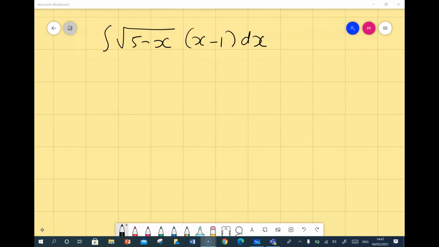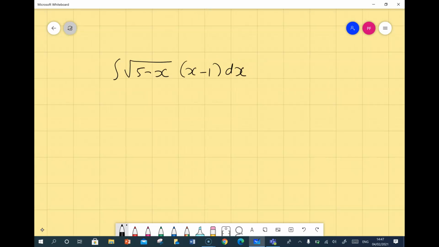This is the seventh video on the recording. It's question 8 on your sheet. So the integral of the square root of 5 minus x times x minus 1 dx. Okay, so while the integral itself isn't terribly hard, when we get into it, getting the terms all in terms of u is the tricky bit here.